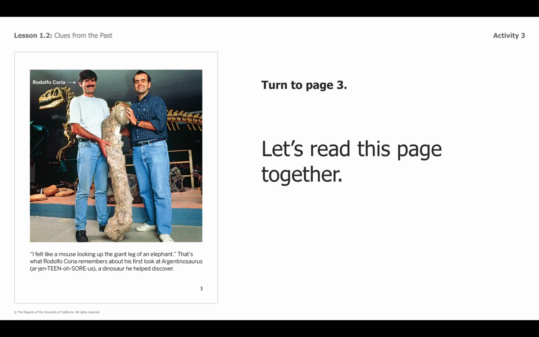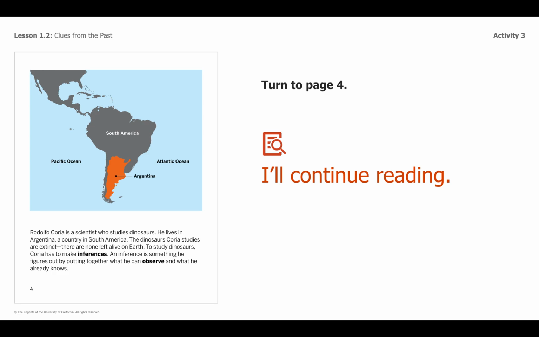I'm going to read it to you. So I'll start the book. I felt like a mouse looking up the giant leg of an elephant. That's what Rodolfo Correa remembers about his first look at Argentinosaurus, a dinosaur he helped discover. Rodolfo Correa is a scientist who studies dinosaurs. He lives in Argentina, a country in South America. The dinosaurs Correa studies are extinct. There are none left alive on Earth. To study dinosaurs, Correa has to make inferences. An inference is something he figures out by putting together what he can observe and what he already knows.